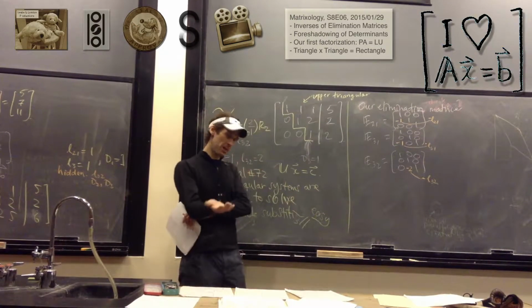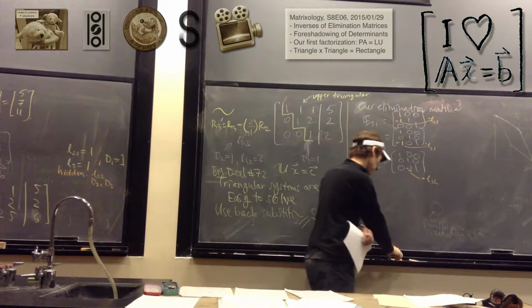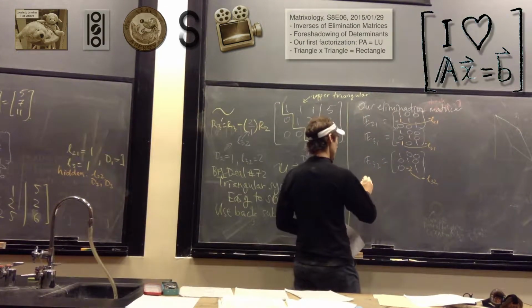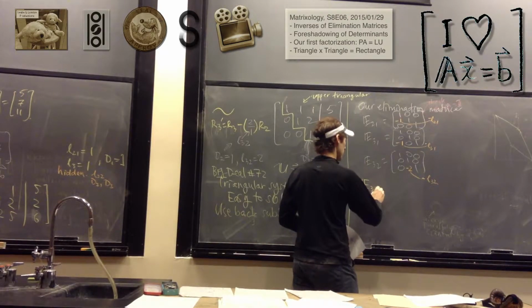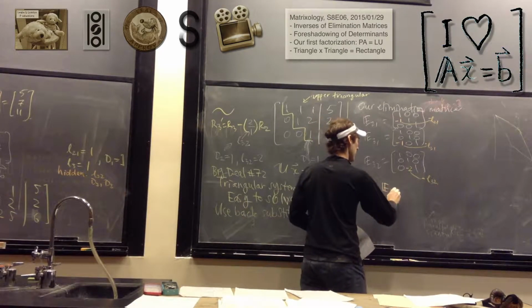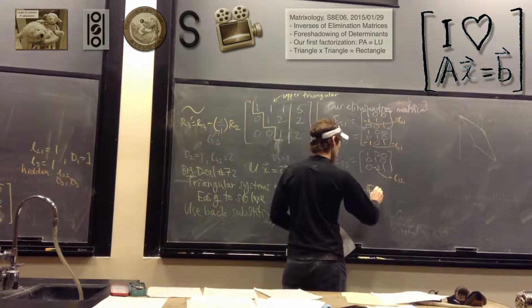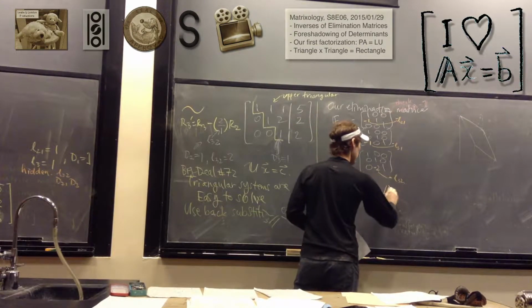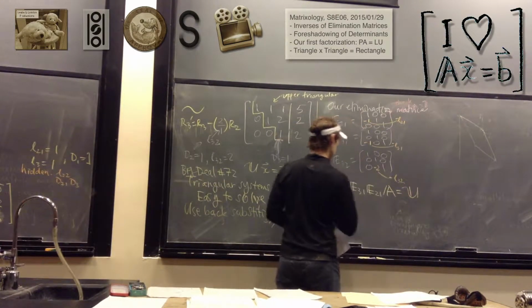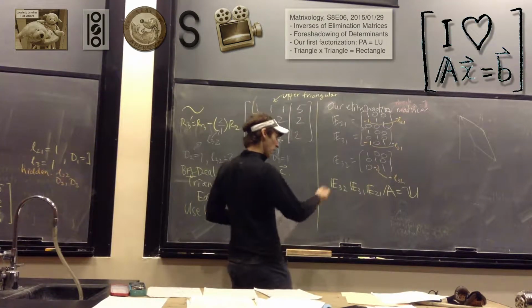So to get to U, this is what we do. We apply these things, right? So we can think of it like this: E32, E31, E21 times A equals U, right? This is our row ups as matrices.